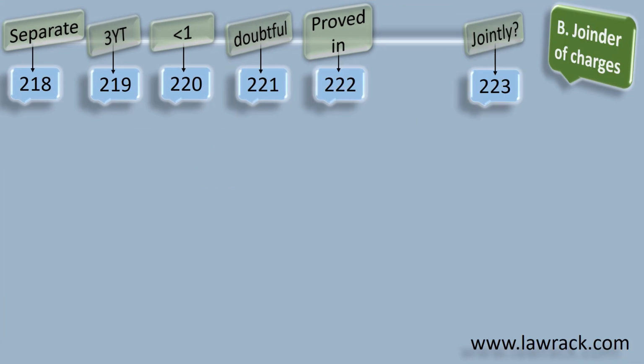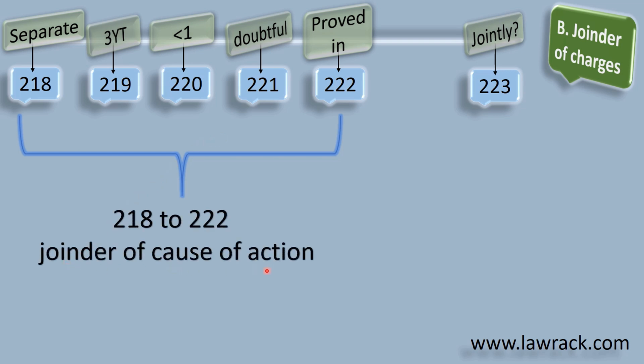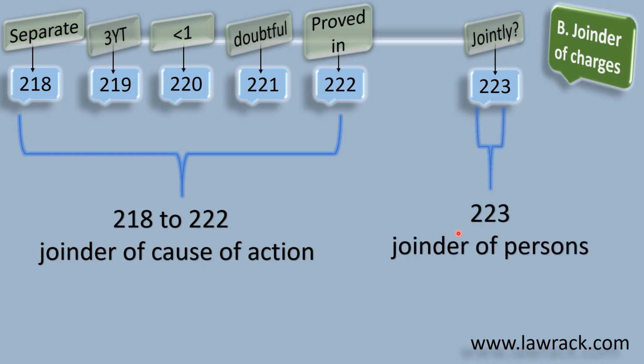Before I start, let me tell you the most important part of this lecture. In joinder of charges, from section 218 to section 222, if you check properly, it is joinder of cause of action. But this section, section 223, the only section, is regarding joinder of persons. So there is a difference between the two, which every law student must know. This has confused a lot of people in mains judicial examination.